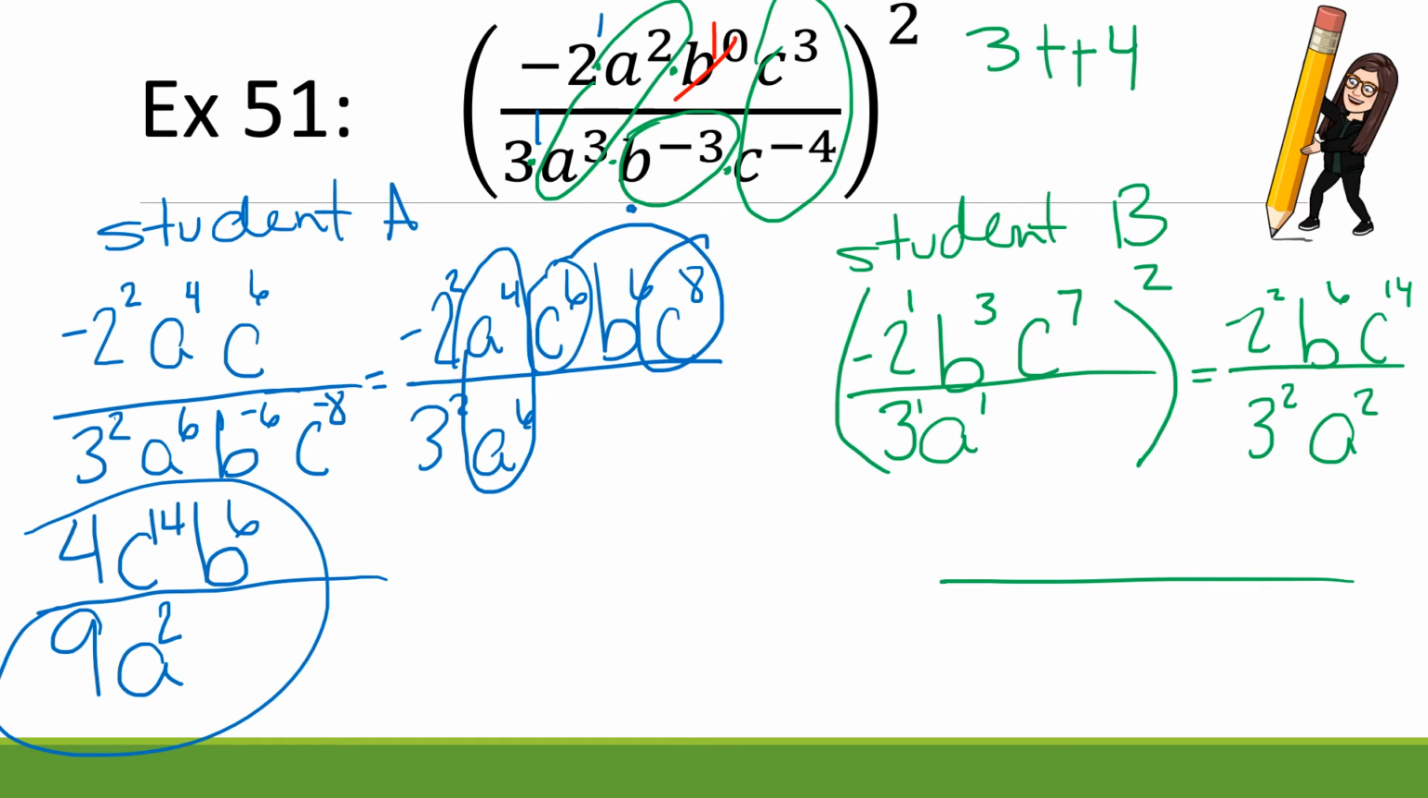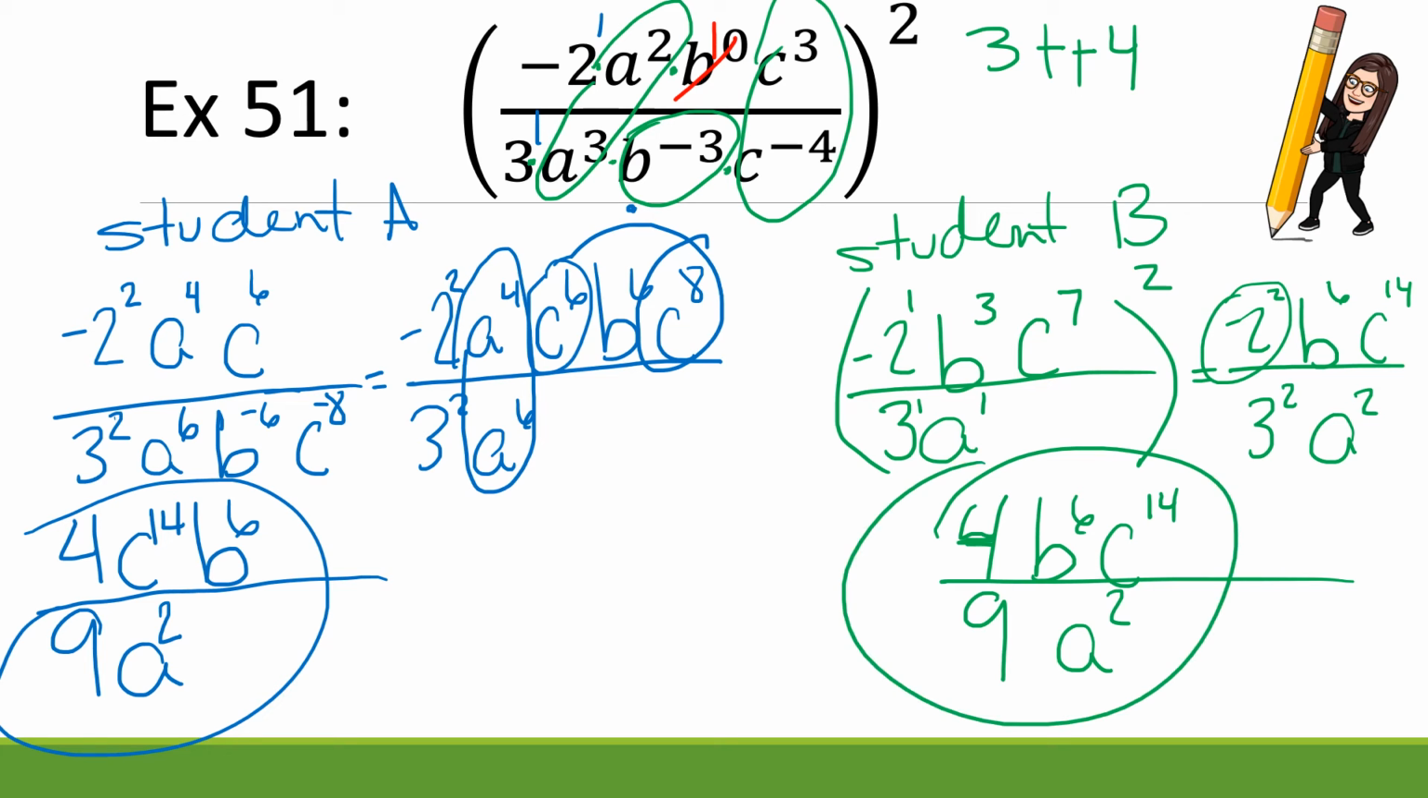The last step is to simplify. Negative 2 times negative 2, positive 4. B stays, C stays, A stays, and 3 squared is 9. See how we got the same answer? So don't let a friend confuse you. If you are working with a friend, my suggestion would be solve on your own and check your answers in the end. The order in which we perform the rules does not matter.